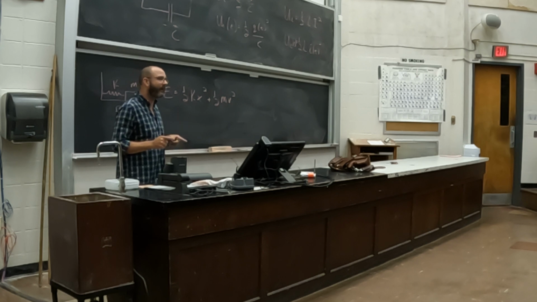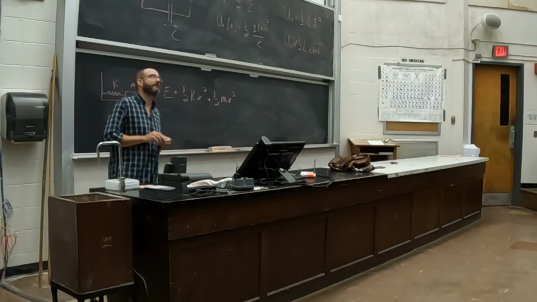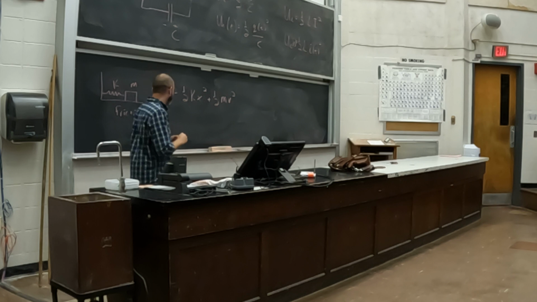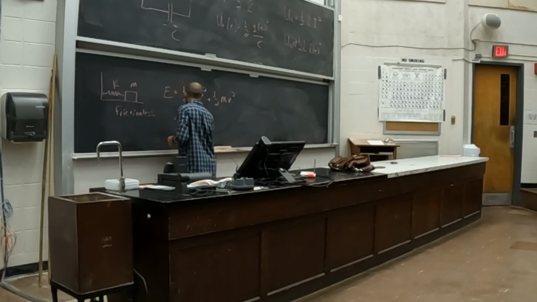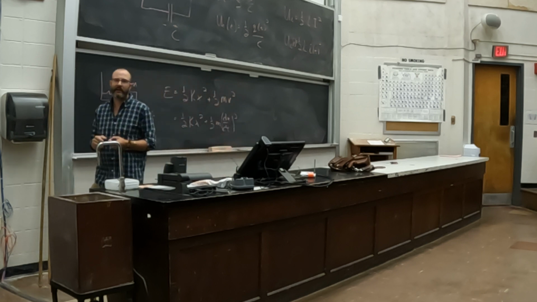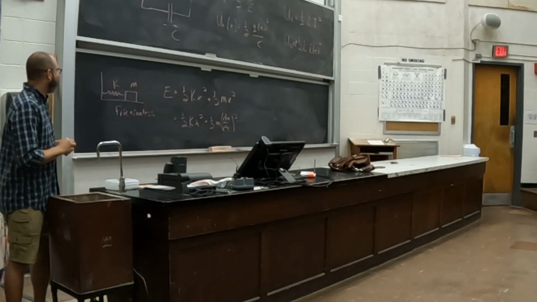I can get really granular with this if I remember that x and v have a relationship, right? What is the relationship between position and speed, or position and velocity? What is the relationship between x and v? Yeah, 1/2 k x squared plus 1/2 m (dx/dt) squared. Right? That's all I did.